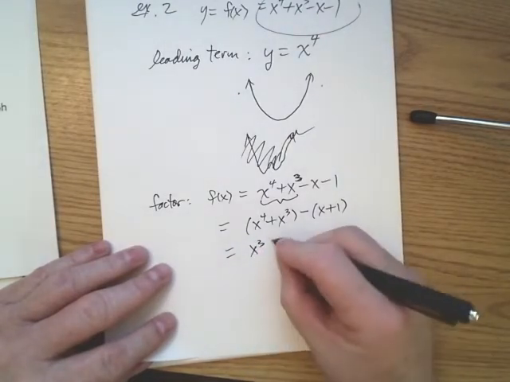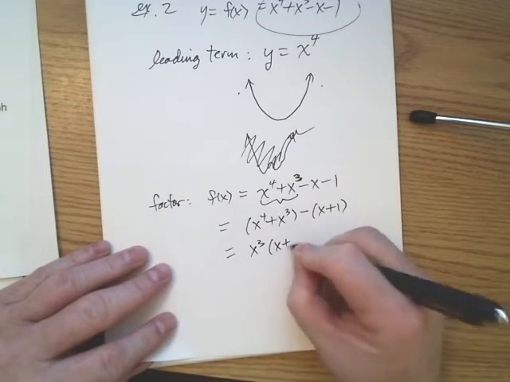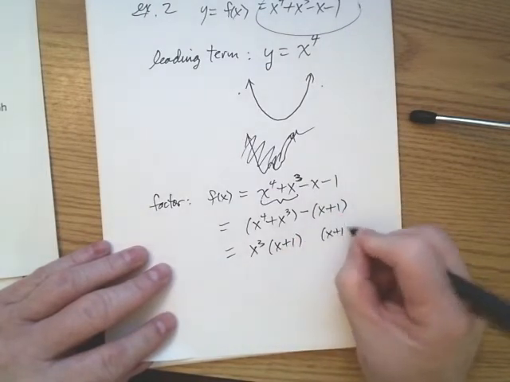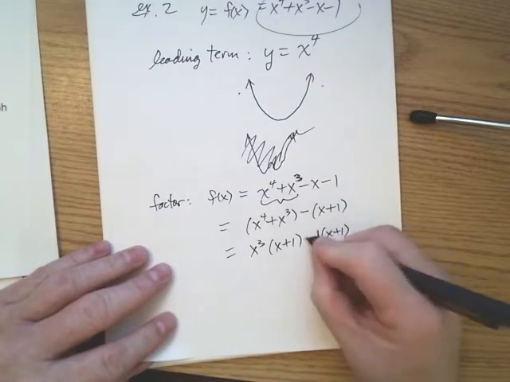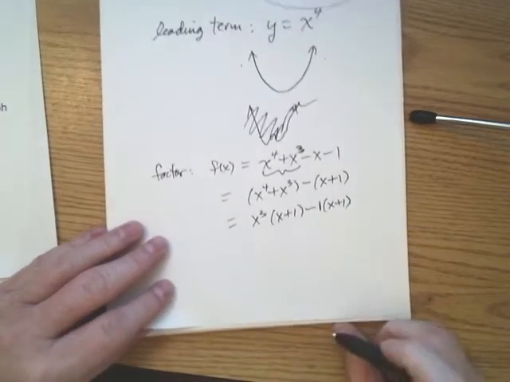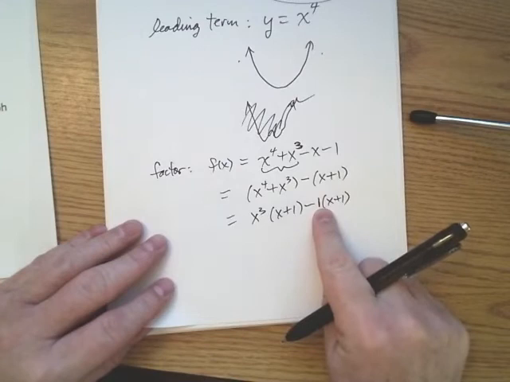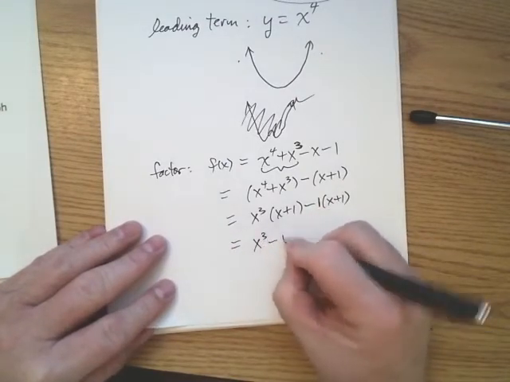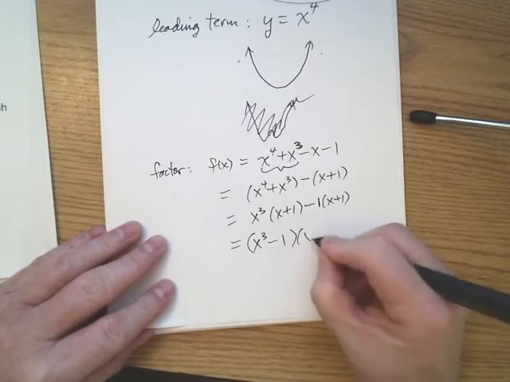Now, do you see I could factor out an x cubed here? Okay, and that would be what? x plus 1 here. Now, don't get confused here. This has an x plus 1 here. If I want a common factor between these two, remember I could stick a 1 in there. So this actually factors as x cubed minus 1 times x plus 1.